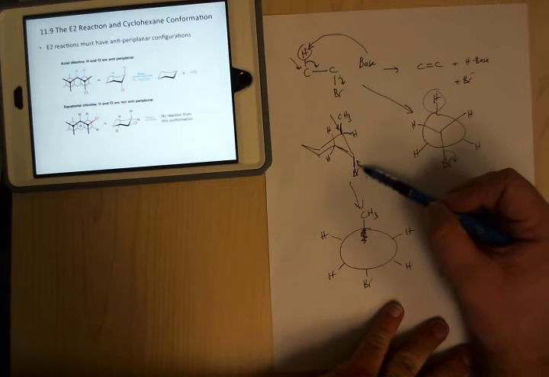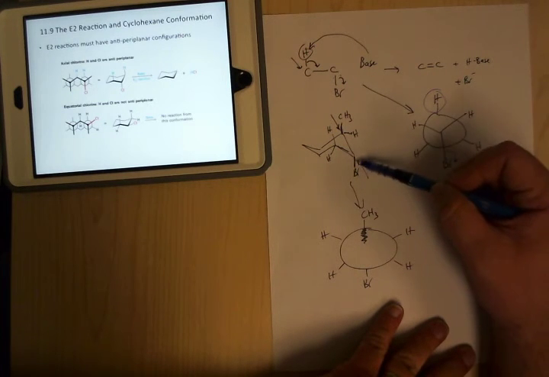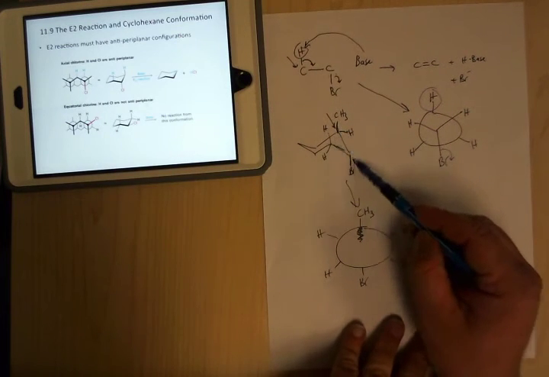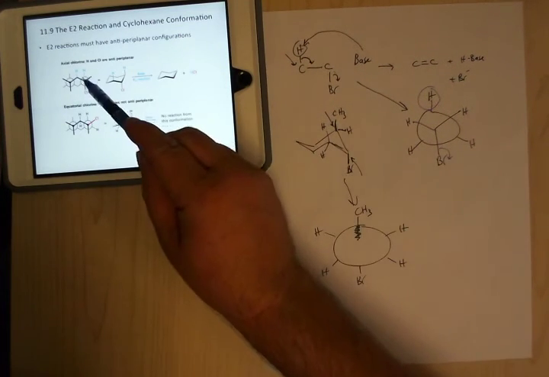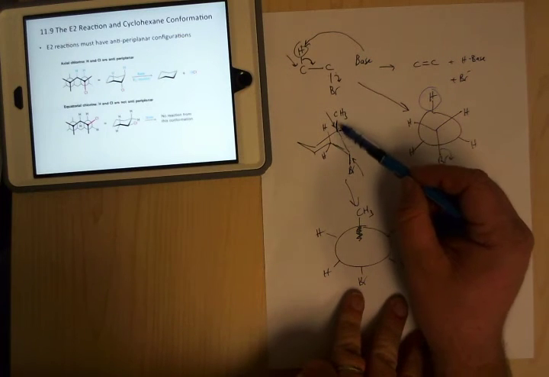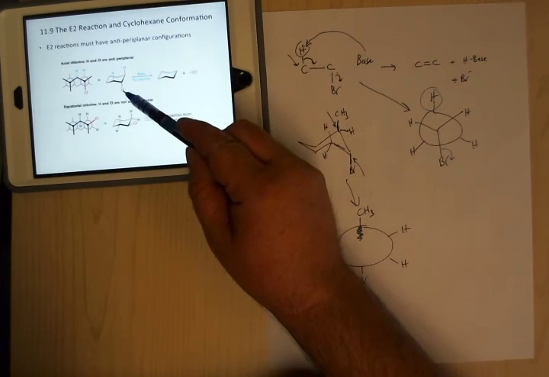But notice how for here, if we can get this guy, this has to be axial. So your leaving group has to be axial, so it's going down. But what needs to be on either side has to be 180 degrees away. It sort of has to be a hydrogen here. In this case, there's not a hydrogen. It's a methyl group.